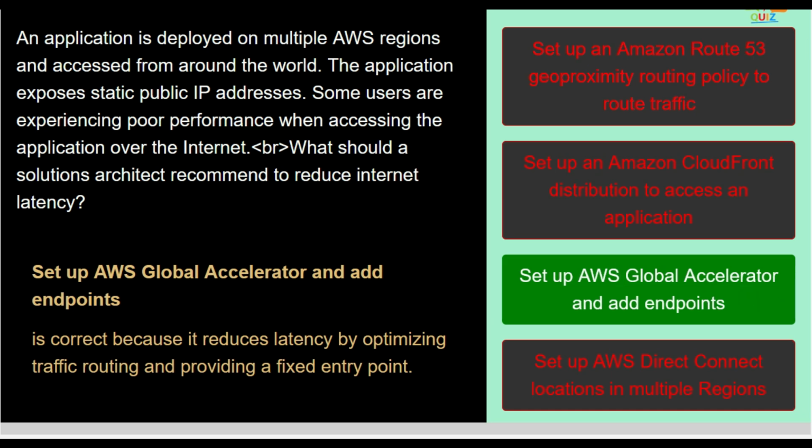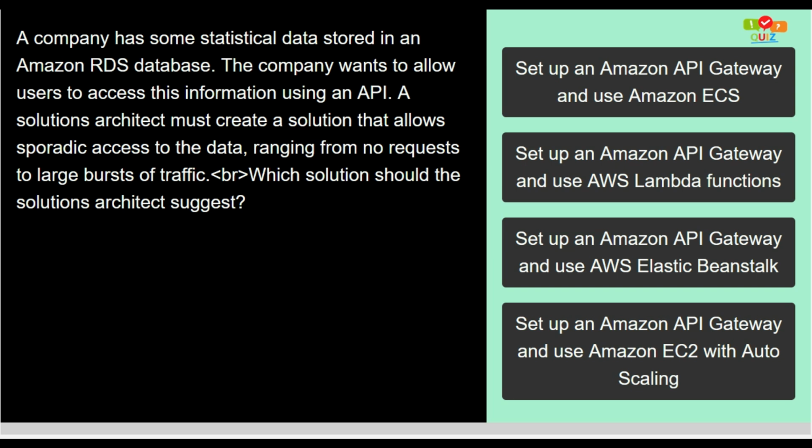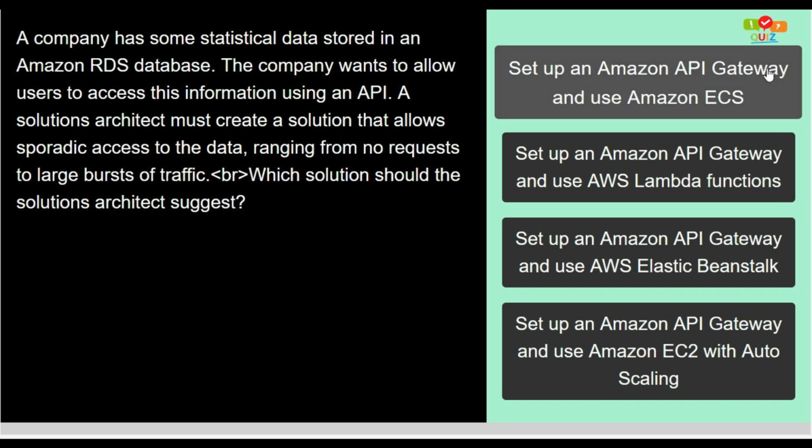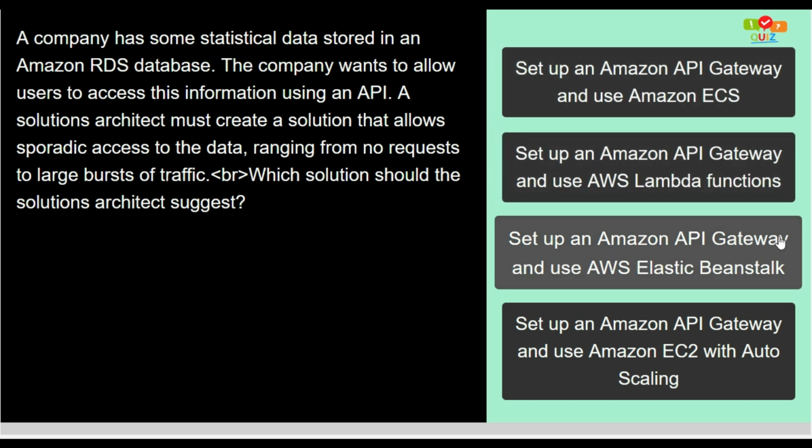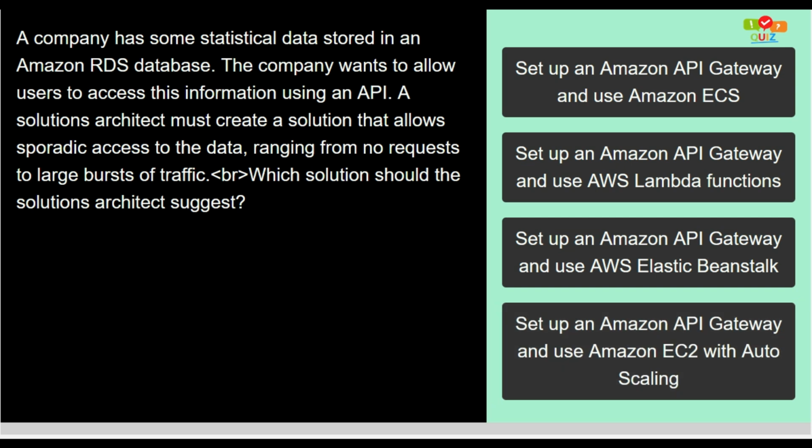Now, next question. A company has some statistical data stored in an Amazon RDS database. The company wants to allow users to access this information using an API. A solutions architect must create a solution that allows sporadic access to the data, ranging from no requests to large bursts of traffic. Which solution should the solutions architect suggest? There are 4 options. This is option 1, option 2, option 3, option 4. Timer starts now.